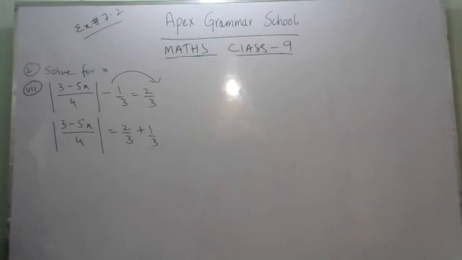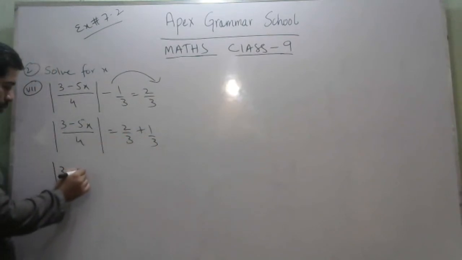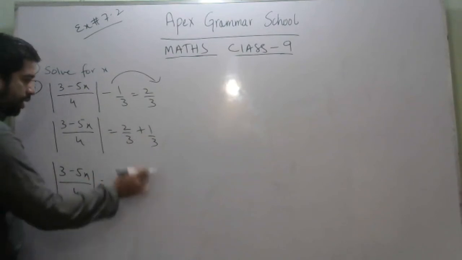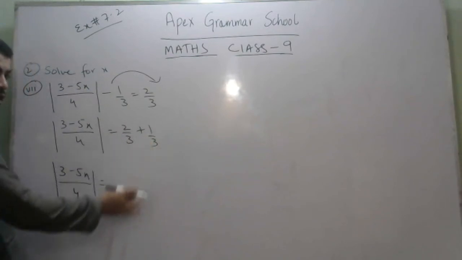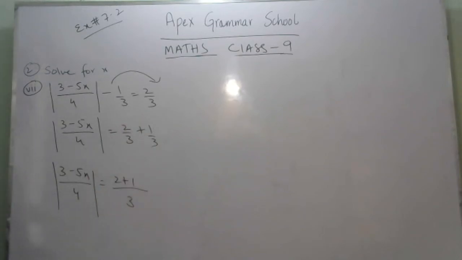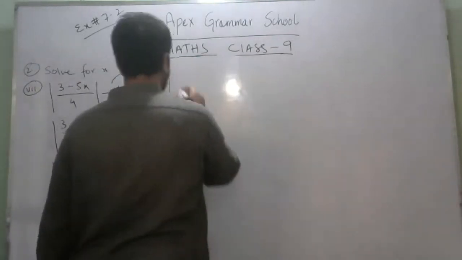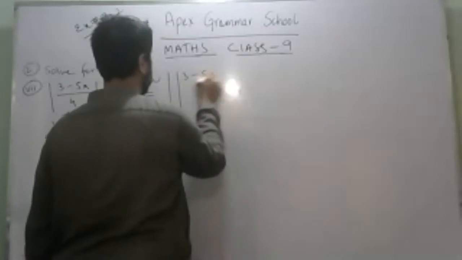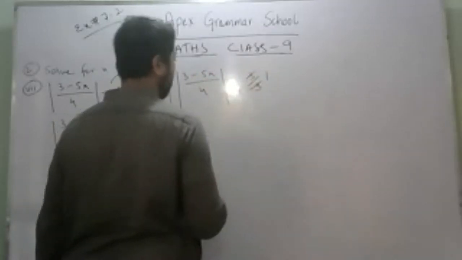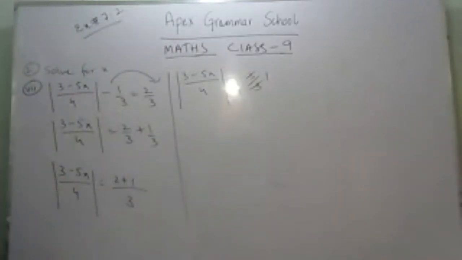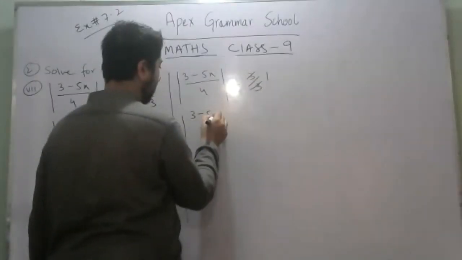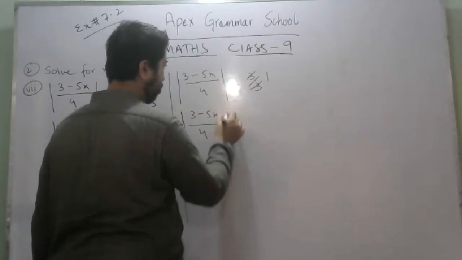Now make the LCM of it. LCM of this is 3. Both are the same, so you can write both numerators as it is: 2 plus 1, 2 plus 1 answer is 3. 3 minus 5x divided by 4 is equal to 3 divided by 3. Cancel them and you are left with value 1. Now this is what we need to do. 3 minus 5x divided by 4 is equal to 1.